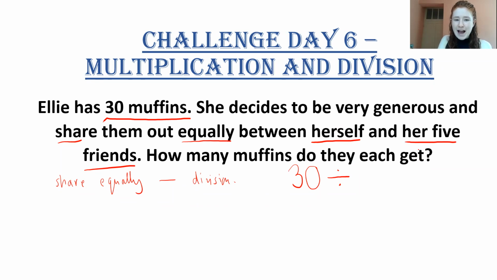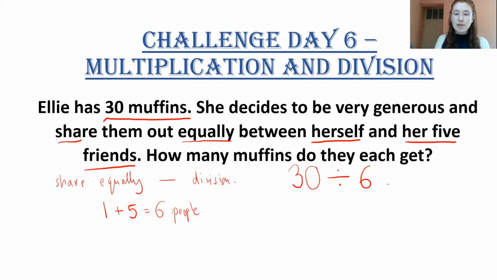So how many people are we actually sharing the muffins with? Well, we've got Ellie, that's one person, but we've also got her 5 friends, right? So altogether, we're sharing it between 6 people. Therefore, our equation is going to be 30 divided by 6. So now let's do it. Let's do our 30 divided by 6.